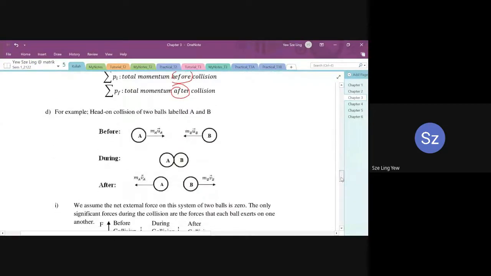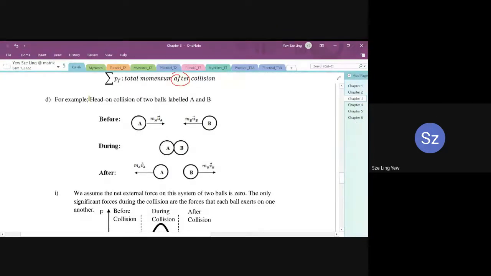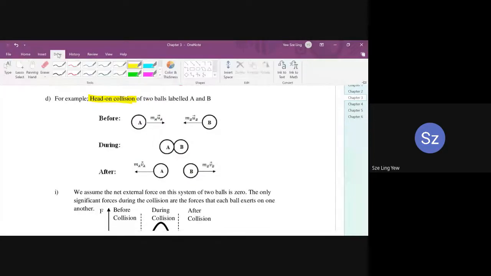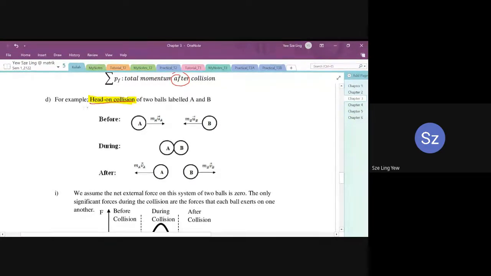So for example, the example given in your notes: head-on collisions. Now this is a very important term. So what does it mean by head-on collision? It won't tell you the direction of ball A and ball B. Quite often you will see the term: two objects undergo a head-on collision with each other. So when you have the term head-on collision, it means that these two objects must be coming from opposite directions.